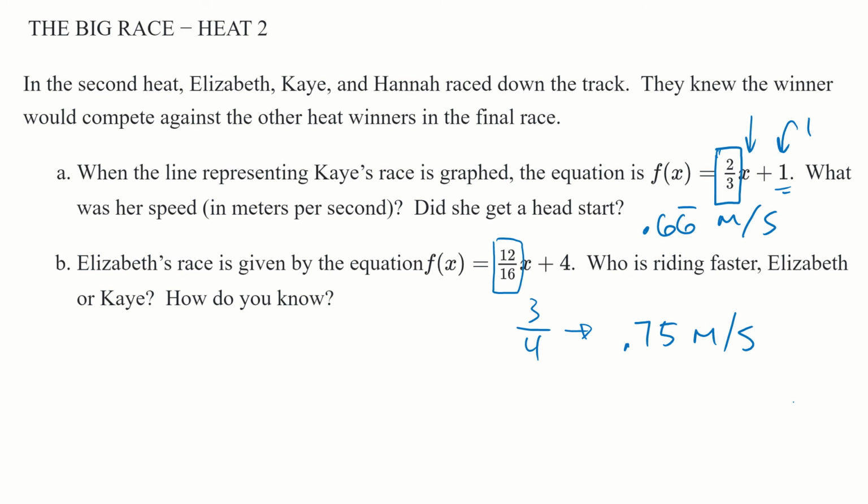So I can see, because 0.75 is larger than 0.66, I know that Elizabeth is traveling faster. And how do I know that? I know that because I'm looking at the coefficient of x, and because Elizabeth has a larger coefficient of x, she's multiplying by 0.75 every single second. She's going about 3/4 or 0.75 meters away.